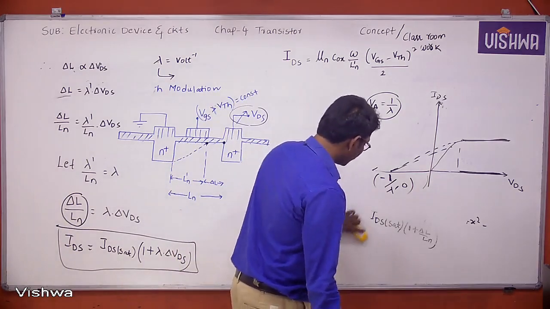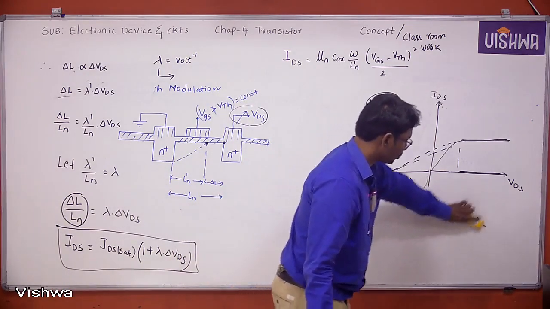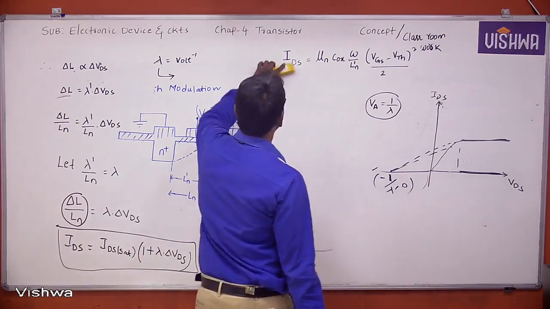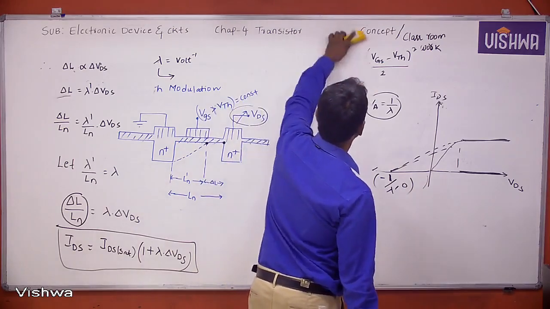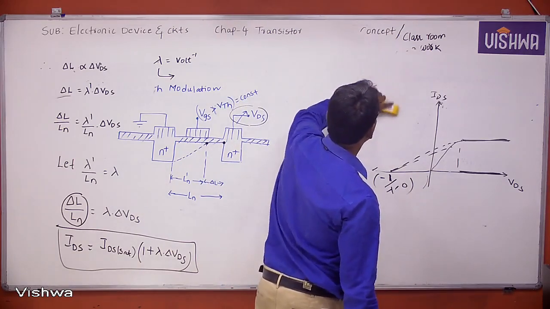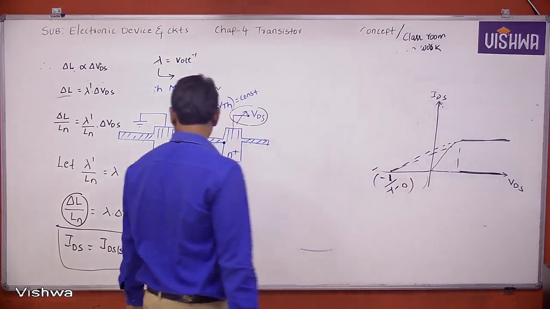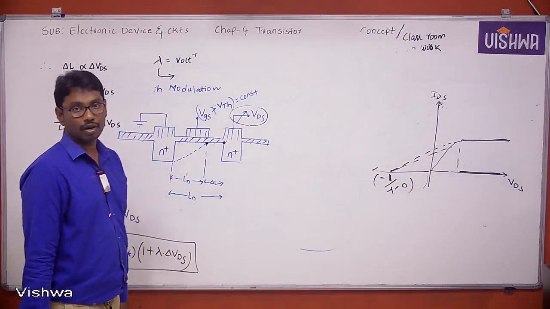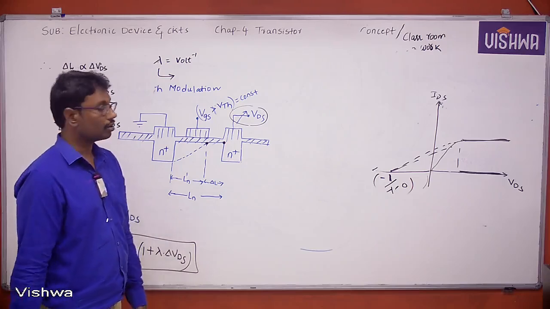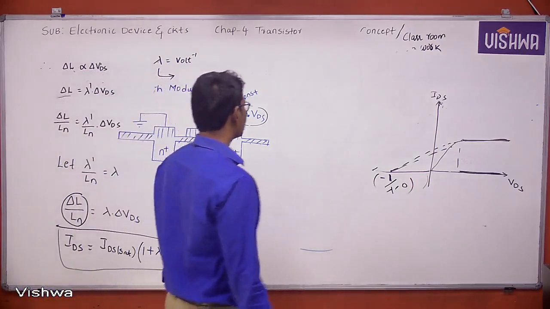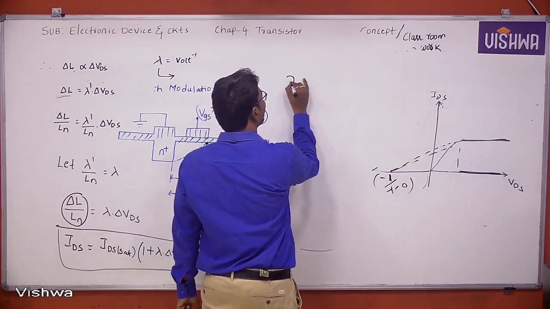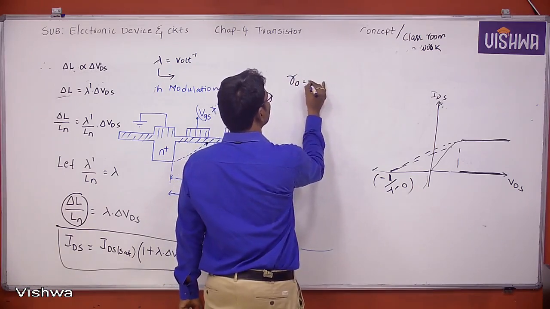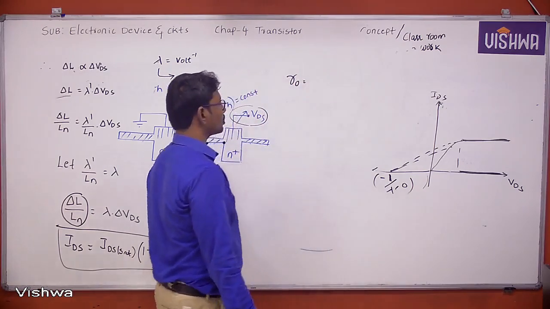Next heading, calculation of output resistance R naught, or RDS. First I will define the output resistance.